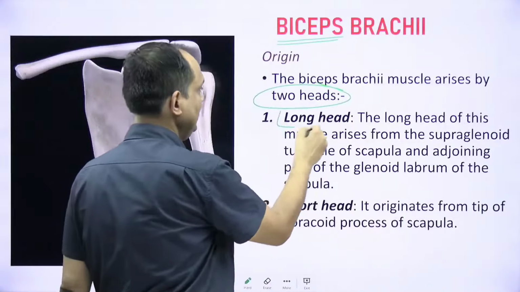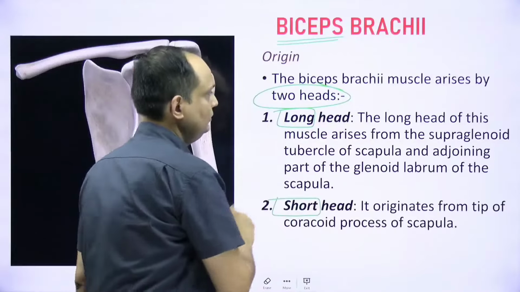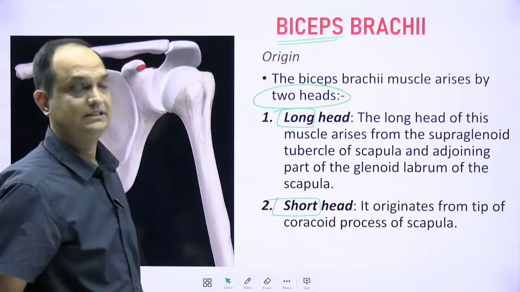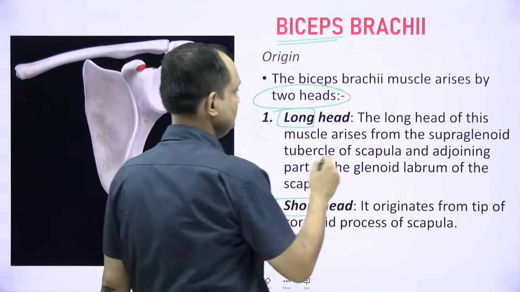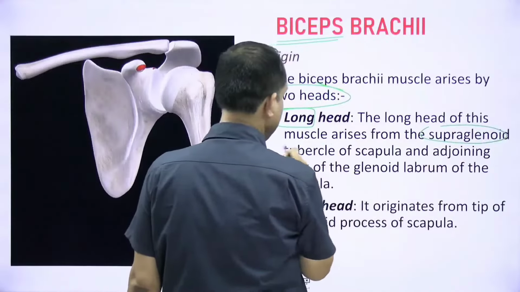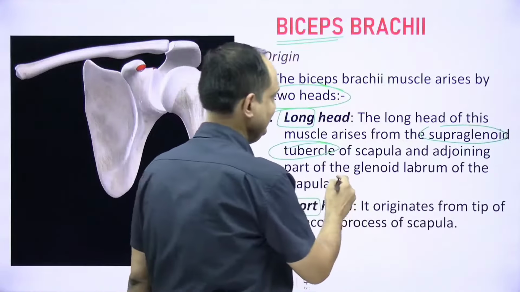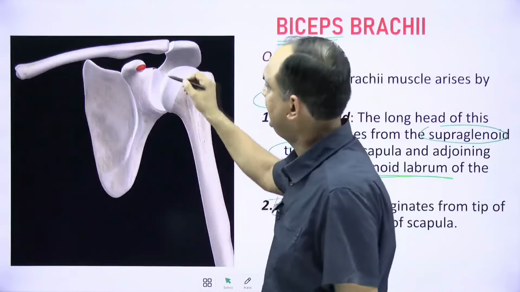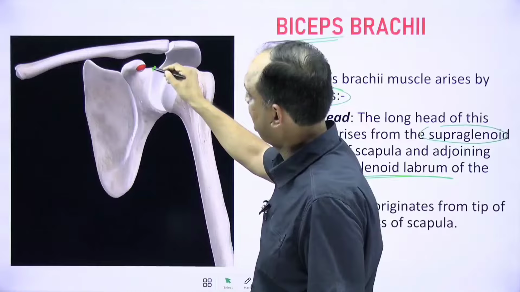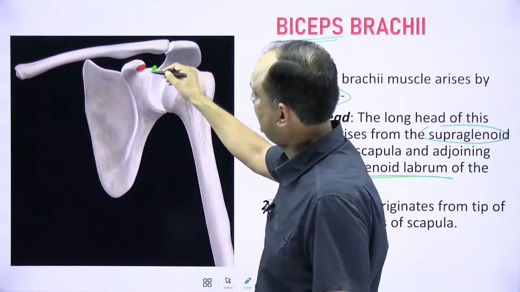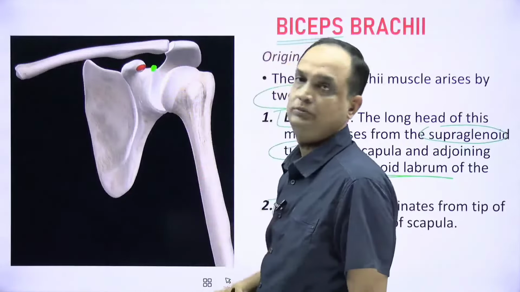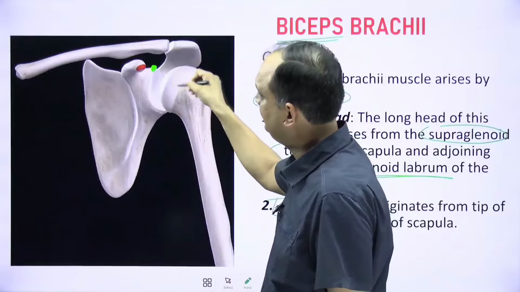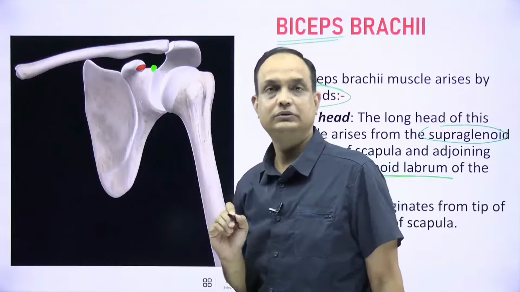Now, there is a long head and there is a short head. You know that the long head arises from the scapula, so it comes from the supraglenoid tubercle and from the adjacent glenoid labrum of the joint. Here you can see that this is the supraglenoid tubercle. So, the long head arises from the supraglenoid tubercle and the glenoid labrum of the capsule of your shoulder joint.